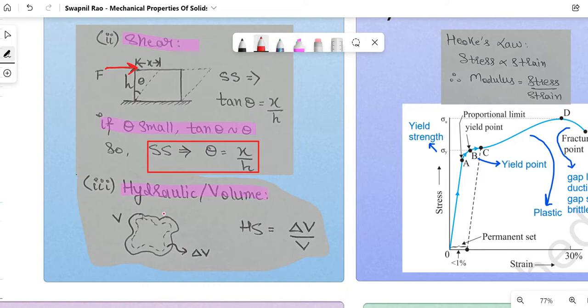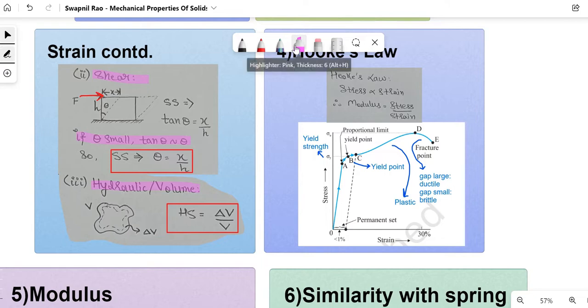And for that we'll be using the same diagram from above, but what you have to notice is delta V, meaning the change in volume. So if the new volume is V dash, the change in volume will be V minus V dash, and that would be given by HS, which means hydraulic strain. So that would be delta V by V, which means change in dimension by original dimension, just like how the definitions have it. So that would be about strain.